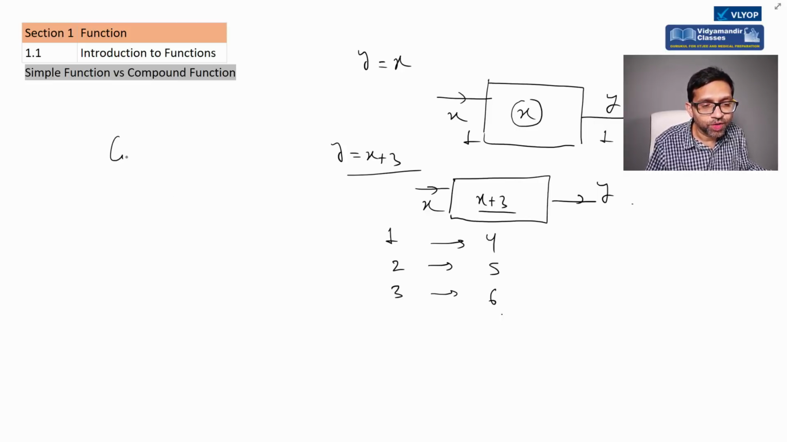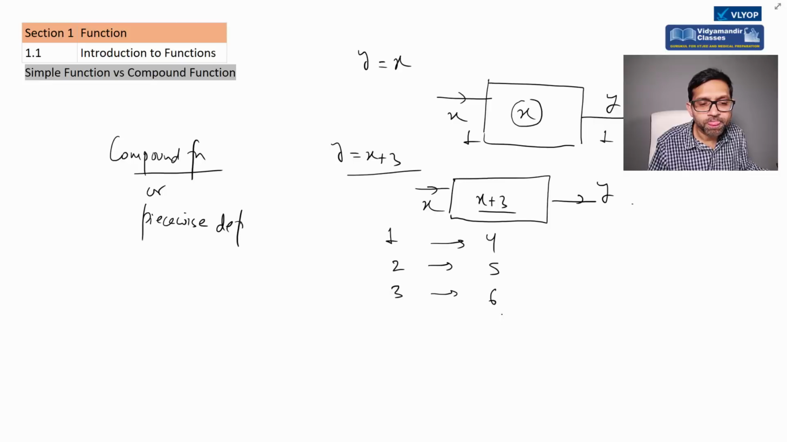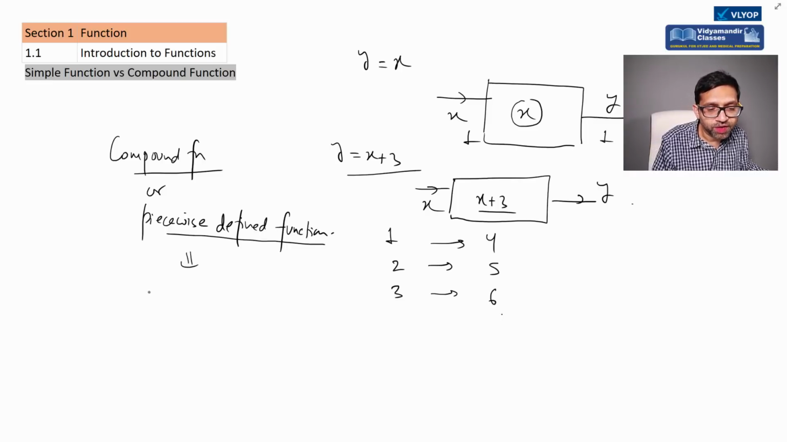Now I'll take an example of a compound function. Another word for it is piecewise defined function. Piecewise defined or compound function means the function has multiple pieces. I'll show you an example.